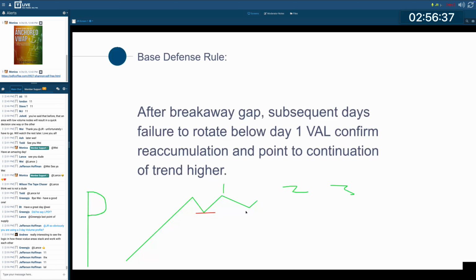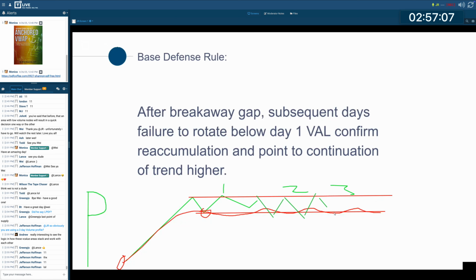This is why, when you couple multi-day profiles with anchored VWAP, you get such astounding results. When you see anchored VWAP conflating with the day 1 value area low, a lot of you guys like to buy the dip. That's the ham sandwich you want, guys, all day. You see what I'm saying?